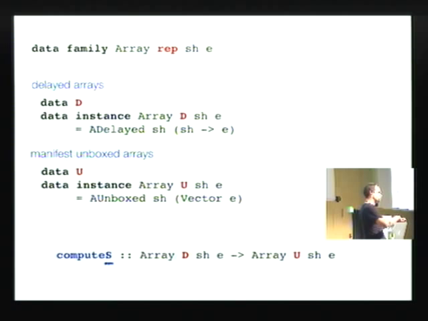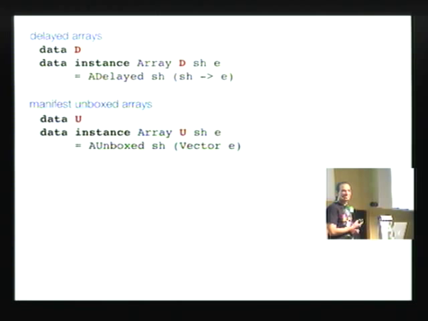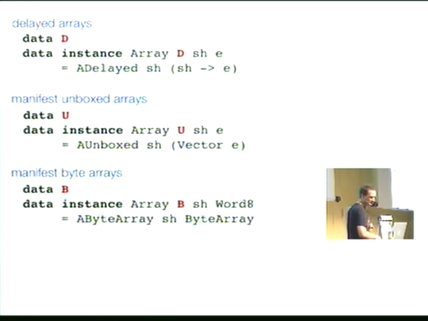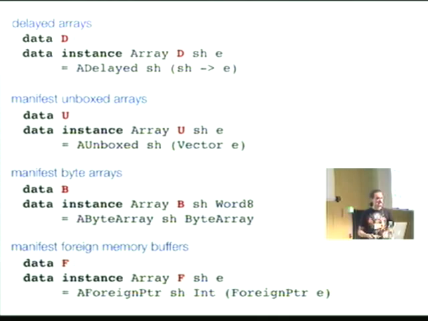Of course, when we have this wonderful general technique, why stop with just delayed arrays and manifest arrays? We also now have manifest byte arrays, so you can store your words in a byte array. You can store your words in a foreign memory buffer, which is really helpful if you want to construct an array directly into a foreign buffer without having to put it in the Haskell heap and then copy it out afterwards.